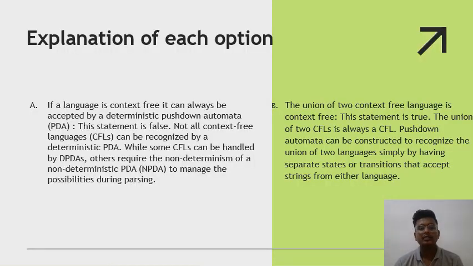Let's check the first statement. If a language is context free, it can always be accepted by a deterministic push-down automata, PDA. This statement is false. Not all context-free languages can be recognized by a deterministic PDA. And the second option is true. The union of two CFLs is always a CFL. Push-down automata can be constructed to recognize the union of two languages simply by having separate states or transitions that accept strings from either language.